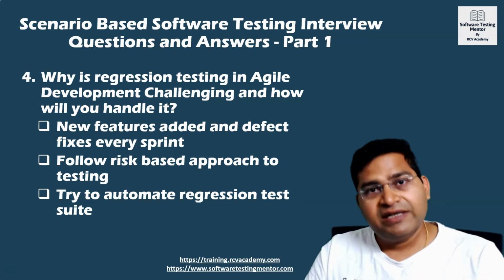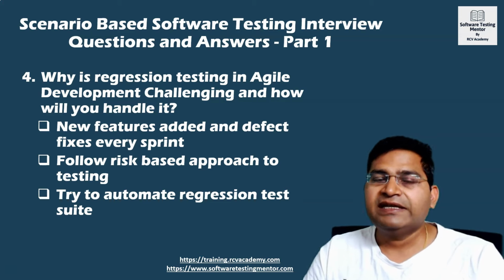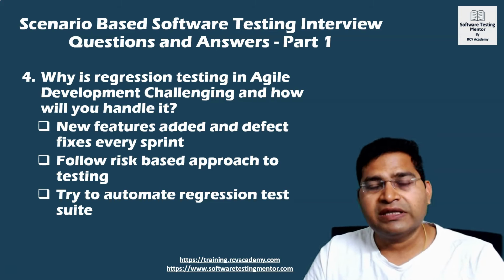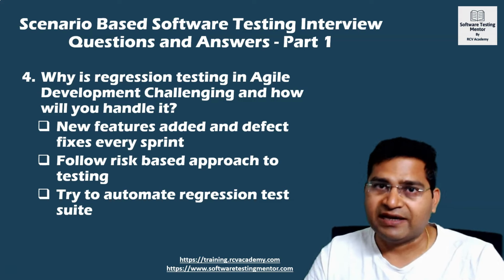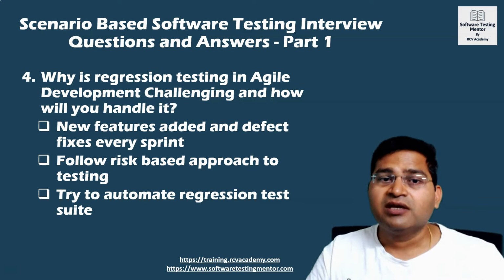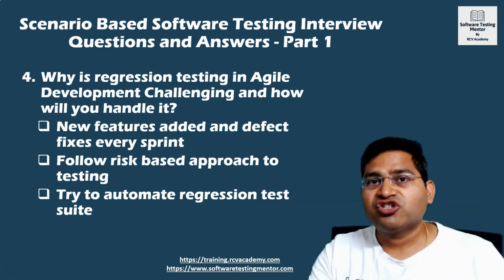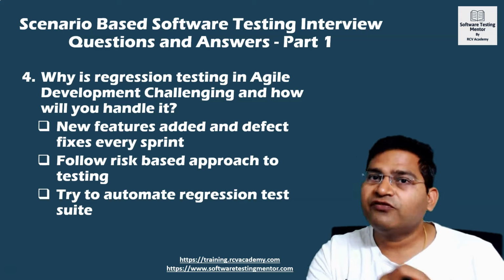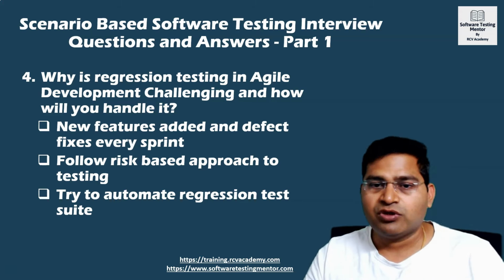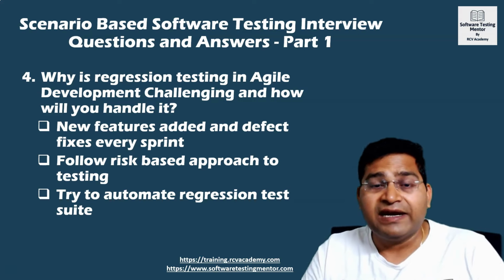Why? Because regression testing, when it is done after any defect fixes or code changes, ensures that the new code that has been added or changed does not impact the existing functionality, right? So that is why regression testing in Agile is really challenging. This is the first part of the question that you are going to answer: why it is challenging. Then how will I handle it?